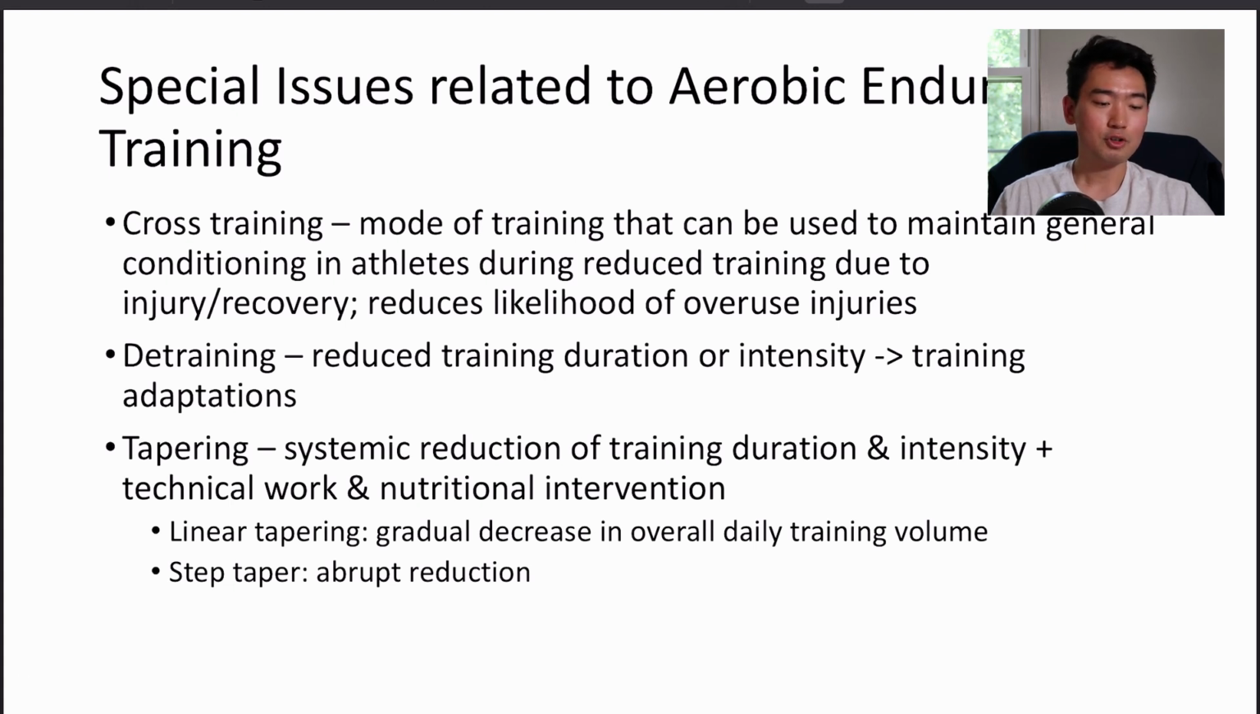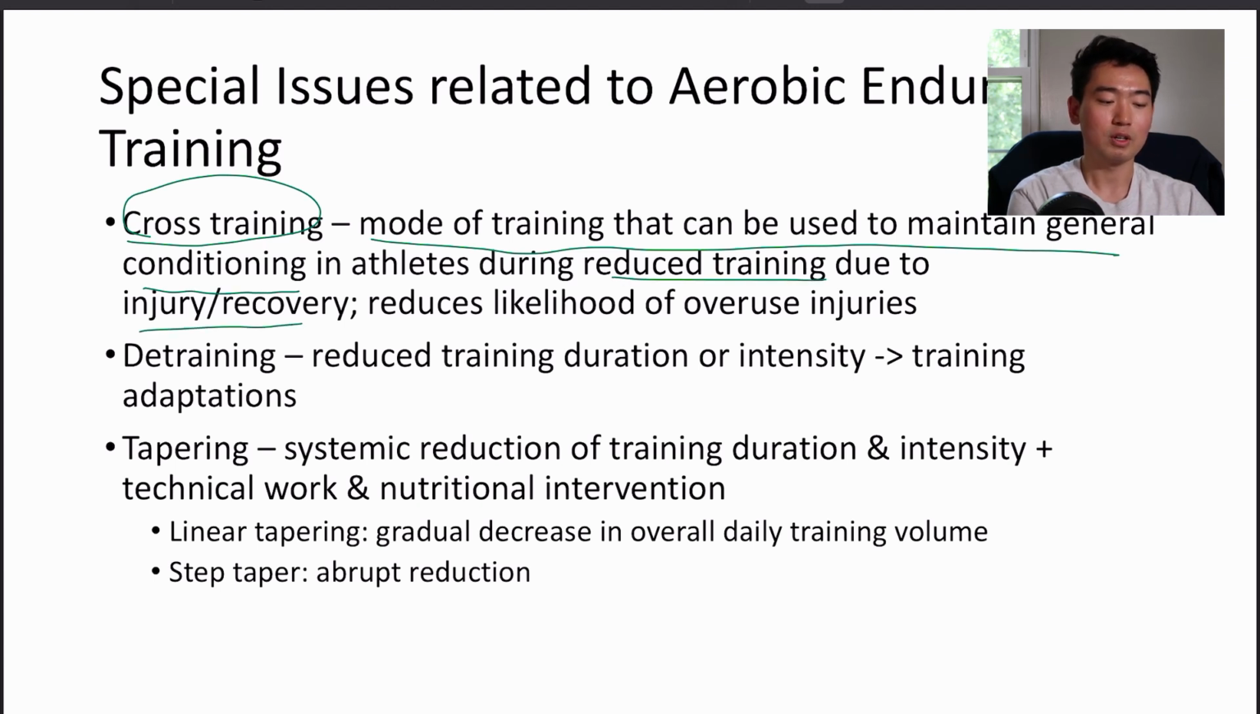All right, special issues related to aerobic endurance training. We talked about this earlier, cross-training, right? It's the mode of training that can be used to maintain general conditioning in athletes during reduced training due to injury or recovery. If they're in rehab, because I am a physical therapist, for example, I see some runners at my clinic and they have to reduce the amount of training or running that they do, and this is a great time to build some muscle and build some strength and stability, right? So cross training can come in handy.